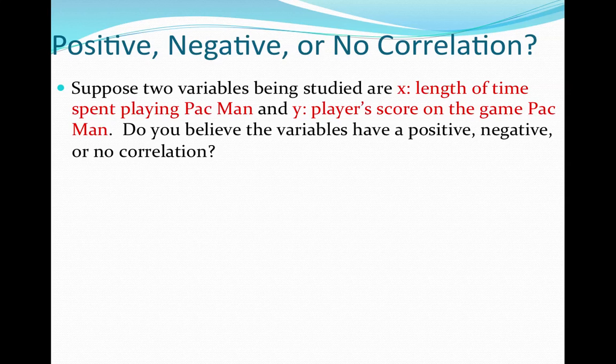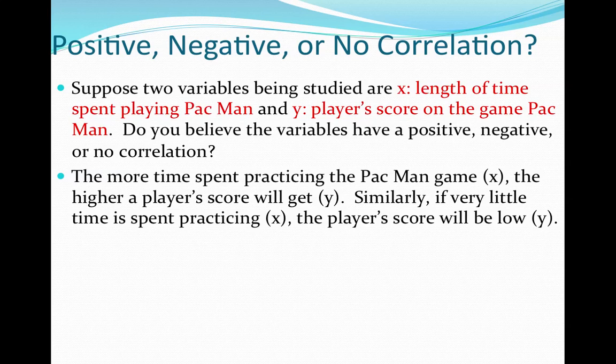So imagine getting a sample of data, getting a sample of players, and measuring x for each player, the time spent, and y for each player, the score. Now, if you were to plot each of those points on an x and y axis, do you feel that the points would be moving upward from left to right, downward from left to right, or do you think that there would be no correlation at all?